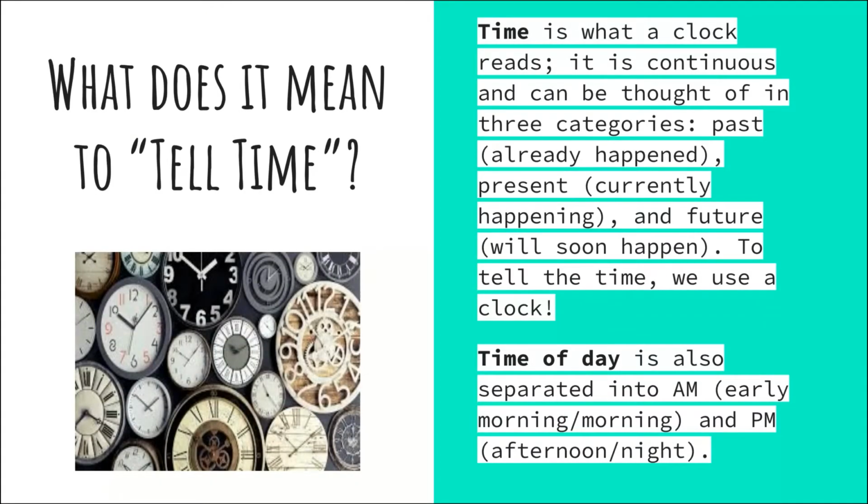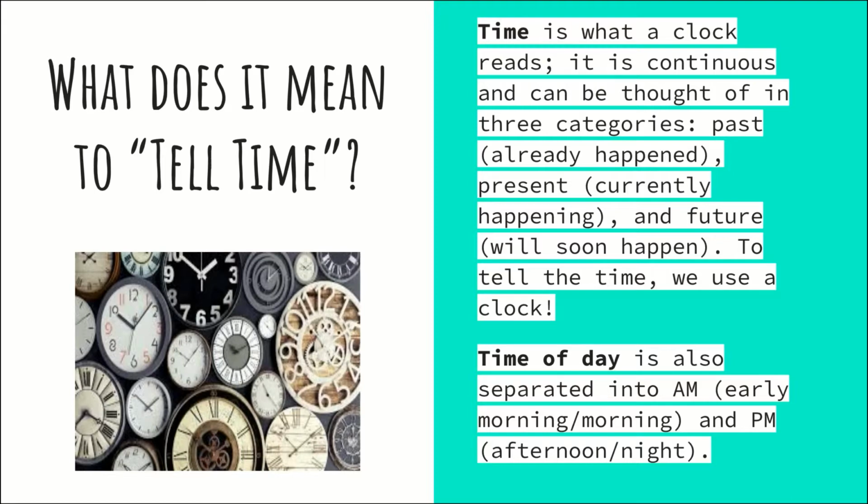So what does it mean to tell time? Okay, well, let's talk about what time is, okay? And this is a very abstract topic, but I'm going to try and make it as concrete as possible. So time, for our purposes, is just what a clock reads. Time is continuous, and we can really parse time into 3 different categories. Past, already happened; present, currently happening; and future, will soon happen. So to tell the time, we use a clock.